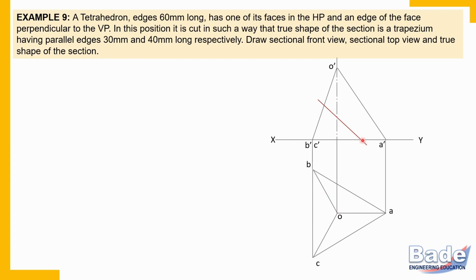Similarly, U and V coincide here. If you project U and V in the top view, U on edge AB and V on edge AC, U and V on the same projector, it means it will be a vertical line here. Now UV and PBPC, these two lines will be parallel to each other. And these two lines are nothing but edges of the section. So the section has these two parallel edges, UV and PBPC, and these two parallel edges must be 30 and 40 mm long respectively.